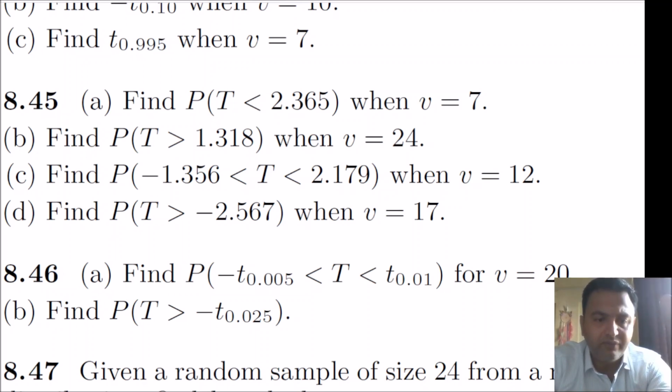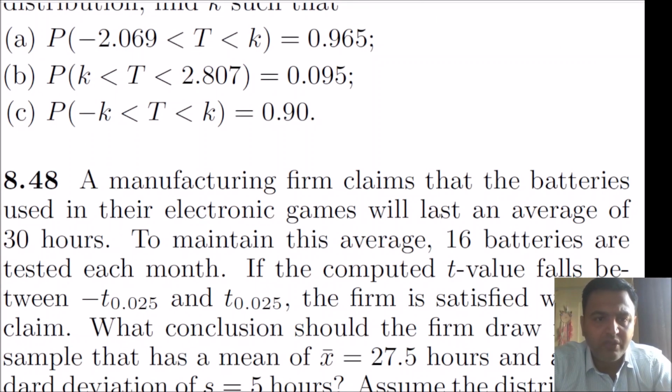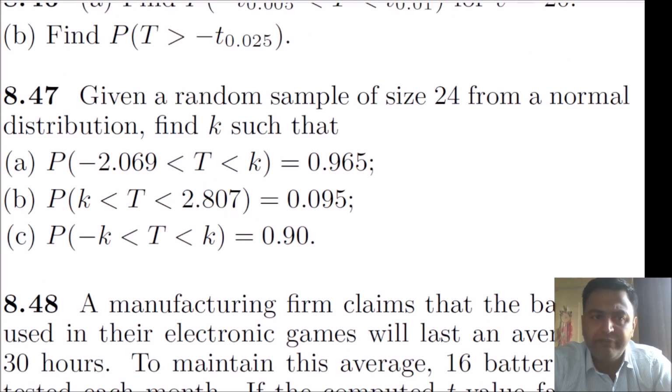In the same way, you can think of 8.46 as well. So try to solve these problems. If you don't get it, you can ask me in the comment section. I will solve it for you. Again, the same thing for 8.47 as well. You have to find the value of K. Sample size is given to you, so degrees of freedom will be n minus 1. So 23 will be the degrees of freedom.